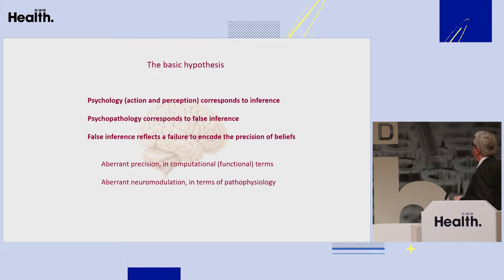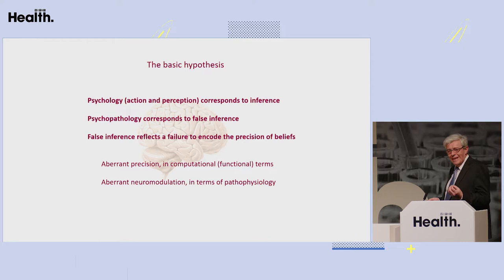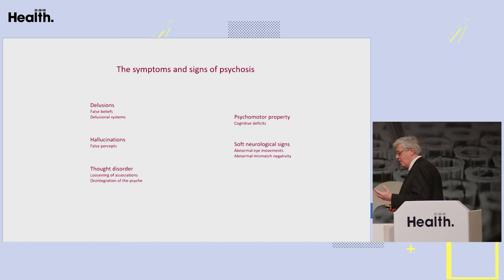Specifically, from the point of view of a computational neuroscientist, aberrant precision is going to be the story or the cause of mental disorders. In functional terms, and that's going to translate into aberrant neuromodulation in terms of pathophysiology and pharmacology. But let me flesh out that sort of story using schizophrenia as a worked example.